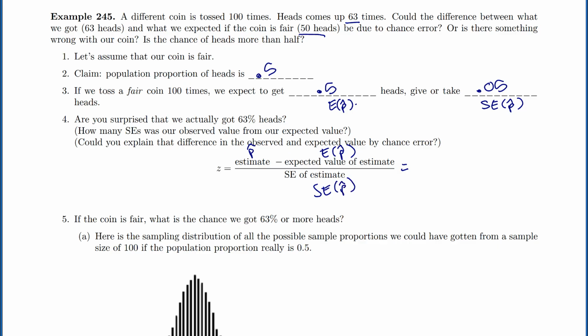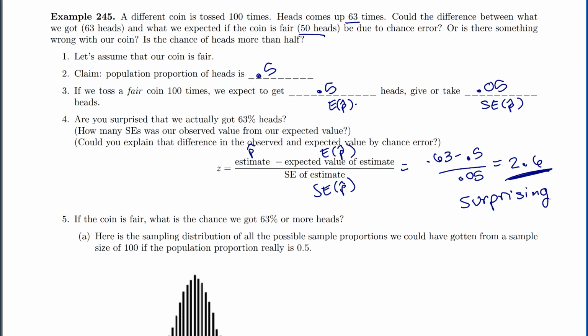My estimate of p hat was 0.63, minus the expected value of 0.5, over the standard error, which was 0.05. That gives me 2.6. This is more than 2 standard errors away. So we're 2.6 standard errors away from what we expected. So this is surprising.